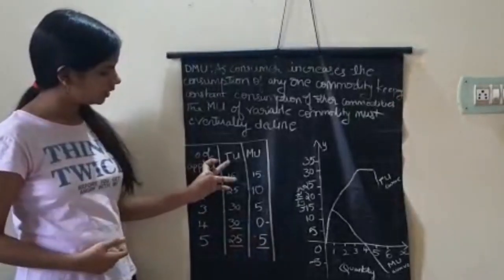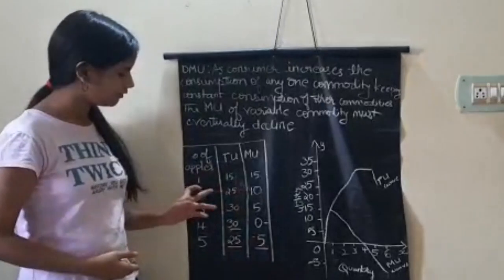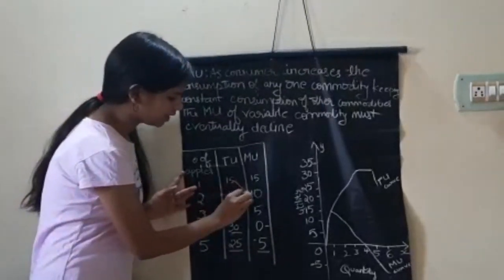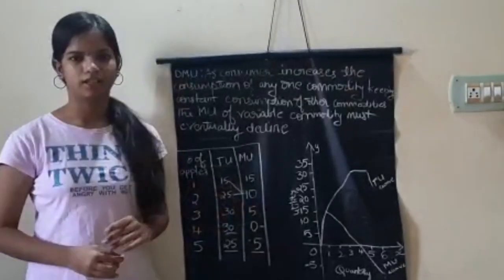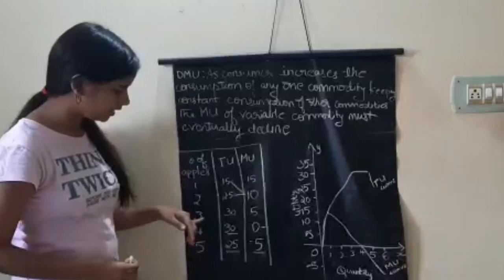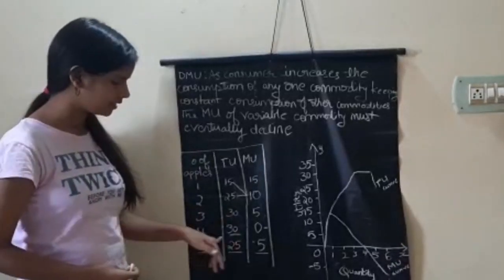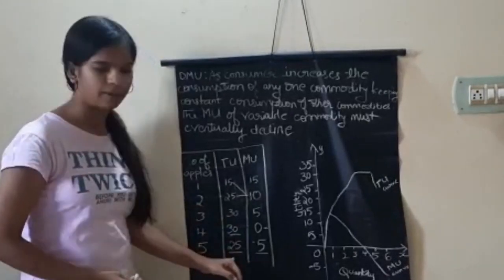Now when we look at total utility, it is 15 units for the first apple and 25 units for the second apple. So 15 units of total utility plus 10 units of marginal utility gives us 25 units of total utility. For the third apple, it is 30 units of total utility, and for the fourth apple, it is the same 30 units of total utility, and for the fifth apple, it is 25 units.